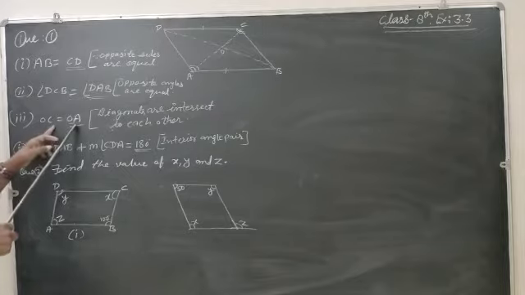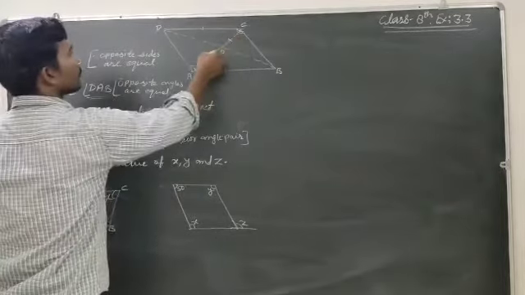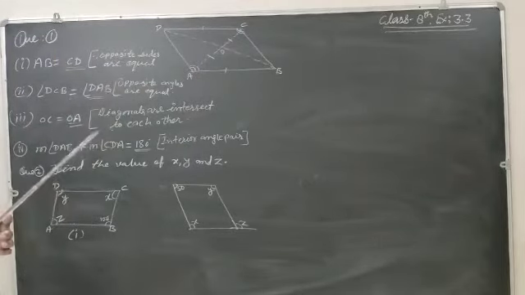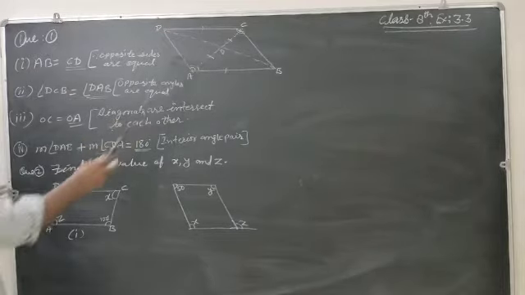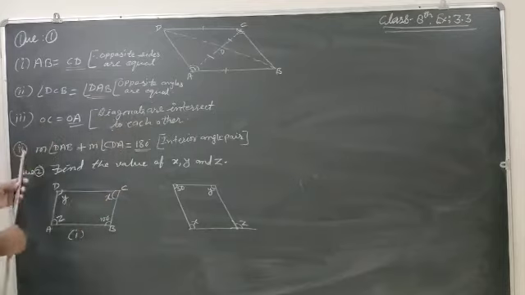OC and OA. OC equals OA, because diagonals of a parallelogram intersect each other. So OC equals OA. Diagonals intersect each other.